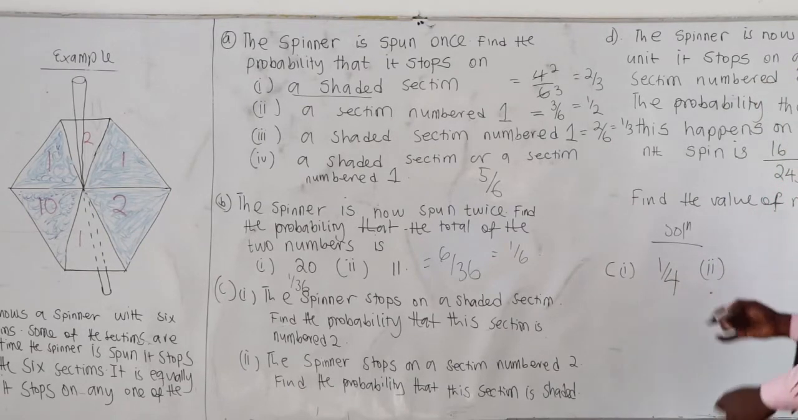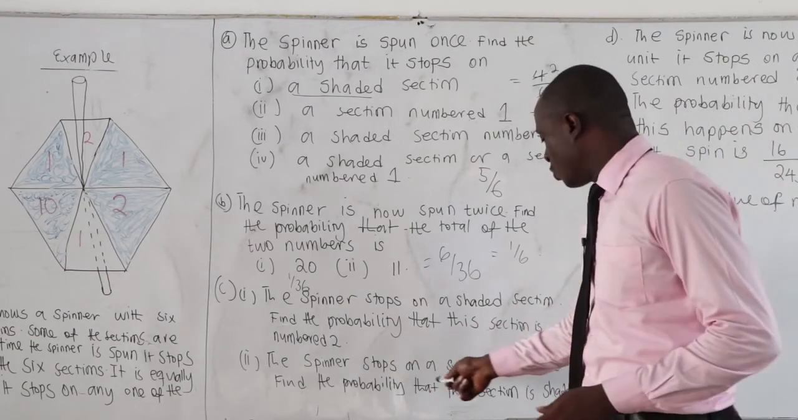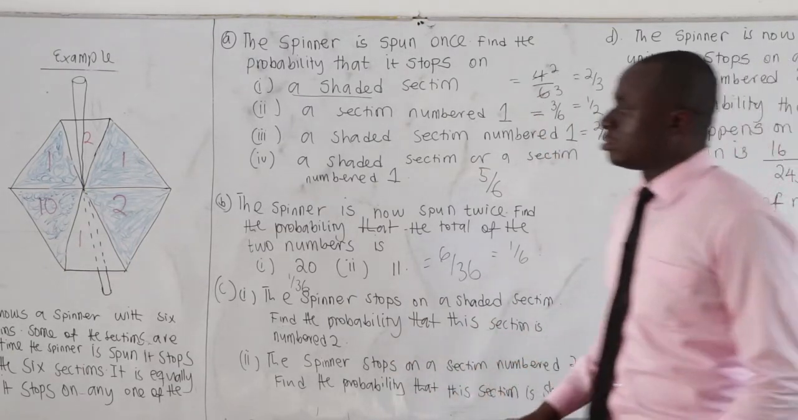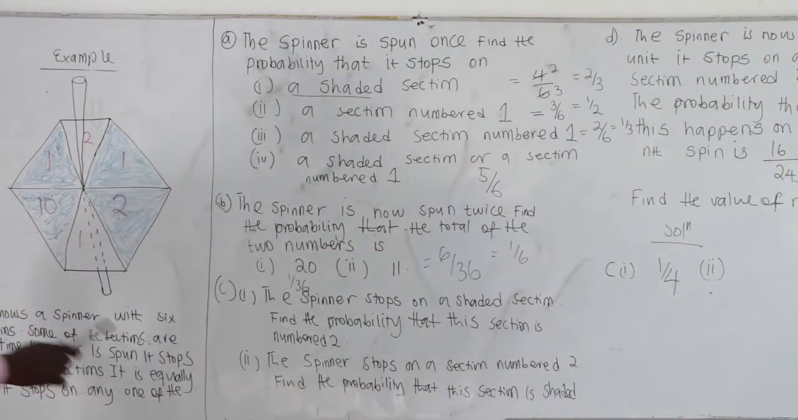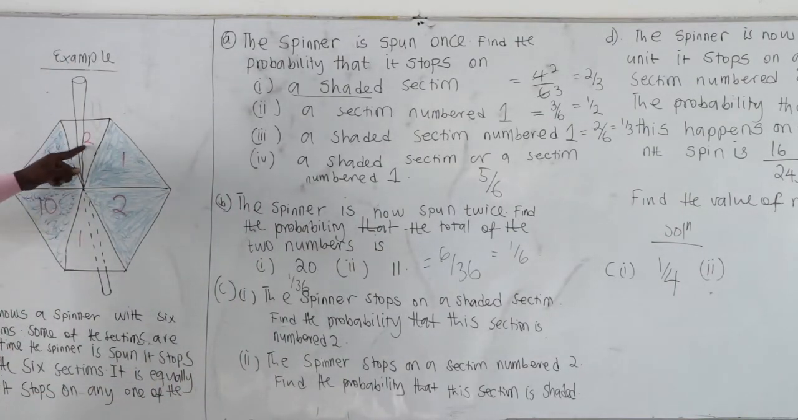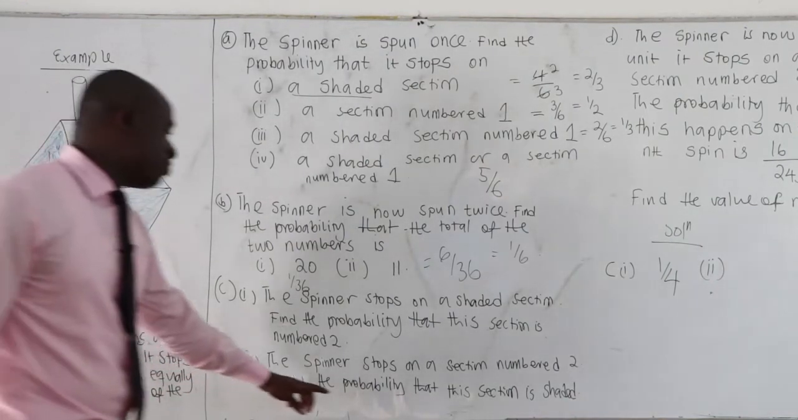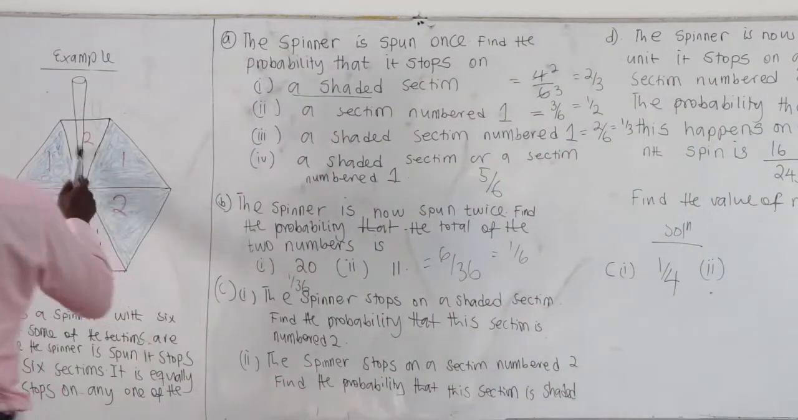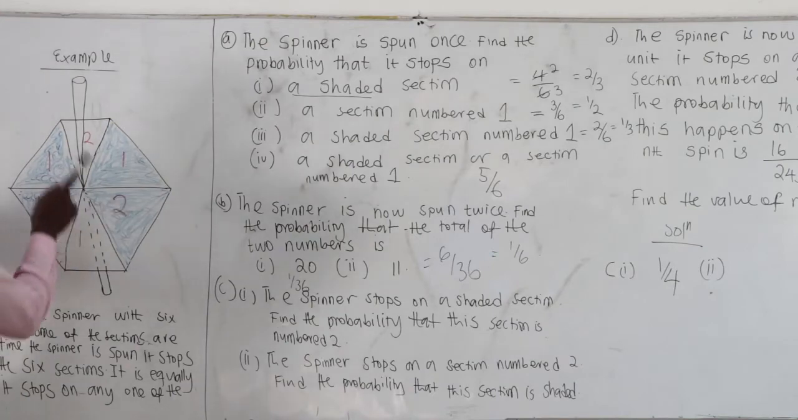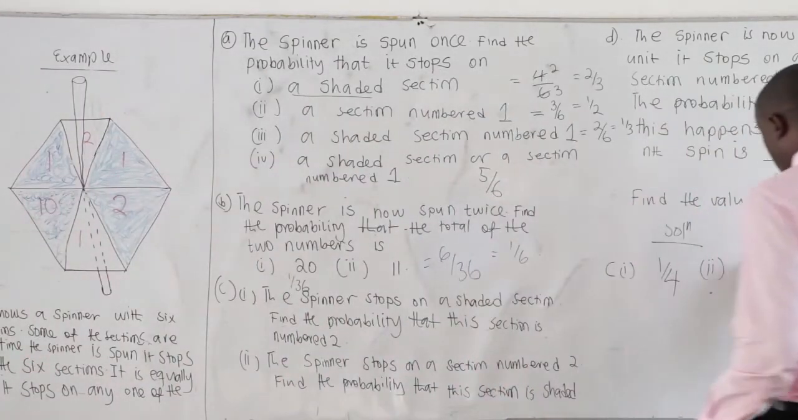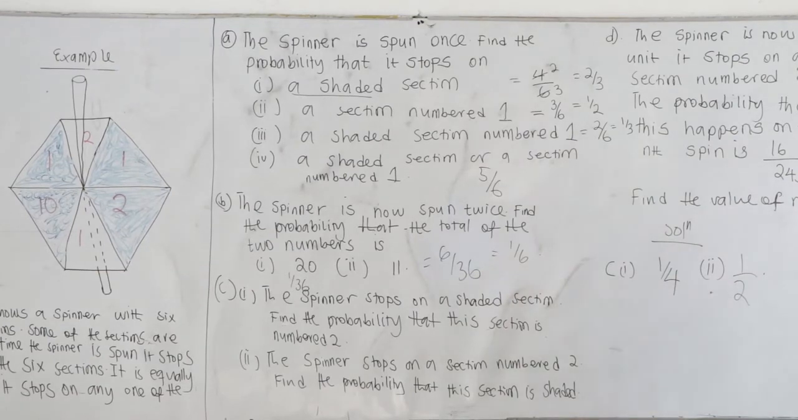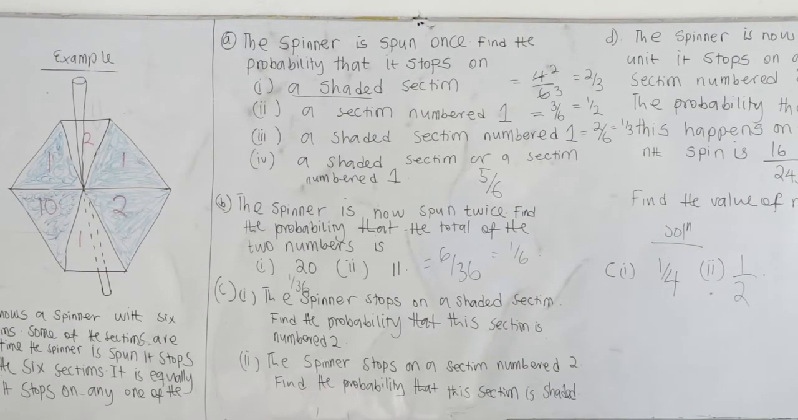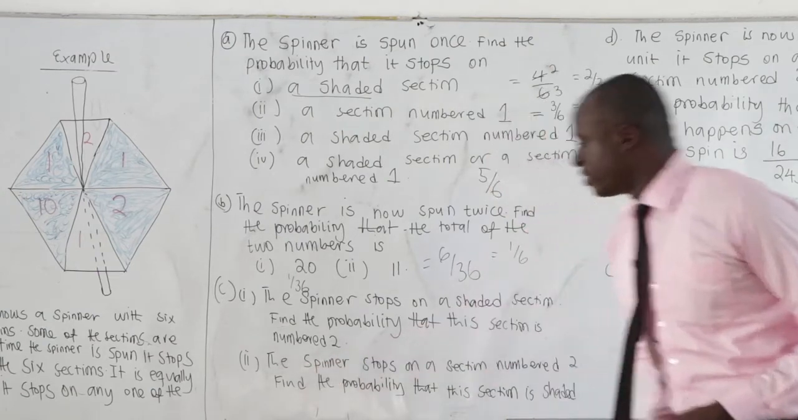Now let's see the second one. The second one says that the spinner stops on a section numbered 2. So it stops on 2. That is either this or that. That will be our sample space, which is 2. It says find the probability that this section is shaded. So it is on this 2, and if it is shaded, then it is this 1 out of 2. So that will be 1 over 2. Okay, we are done with the C.